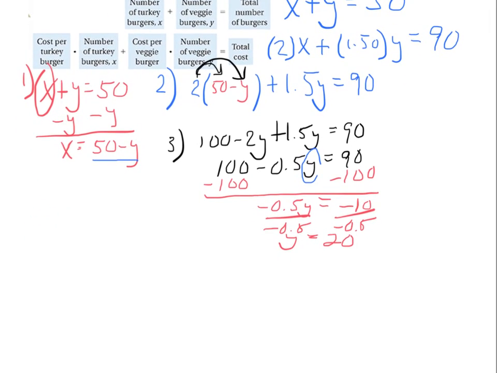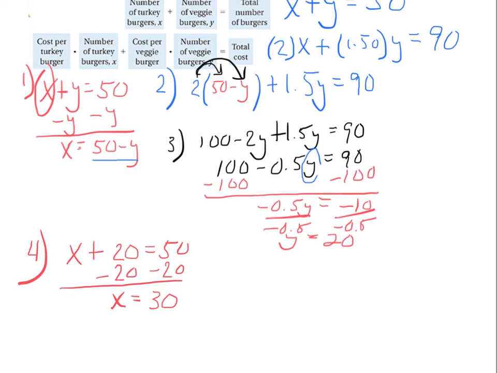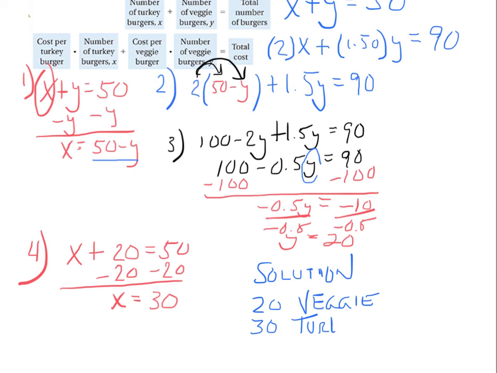So then step 4 is going to say, now take that number and plug it into the other equation. Well, we're just working in the 2x plus 1.5y equals 90. So I go back into the other equation, and now I replace the y's with a 20. Once I subtract 20, I now know that x equals 30. So for a solution, based on all this information, we have 20 of the veggie burgers and 30 of the turkey burgers.